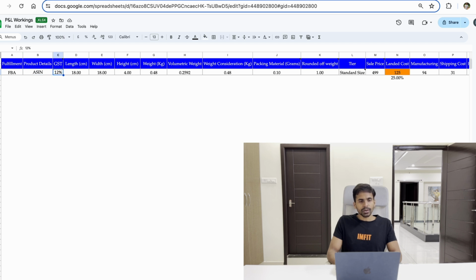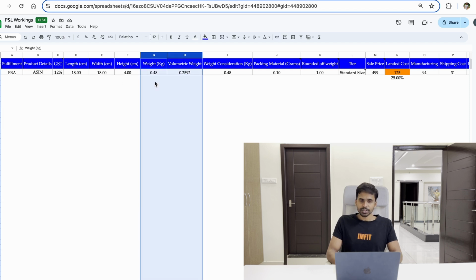Now, the next thing I want to know is what is the length, width, and height of my product. Because in order to calculate my shipping weight, Amazon will consider two elements. The first is the absolute weight of the product, which is 0.48 kg over here, and the second one is your volumetric weight. The definition of volumetric weight is length into breadth into height divided by 5000. Your length, breadth and height should be in centimeters. So if you see the formula here, I have multiplied my length, which is 18, my width, which is also 18, and height, which is 4. I multiplied L into B into H divided by 5000.